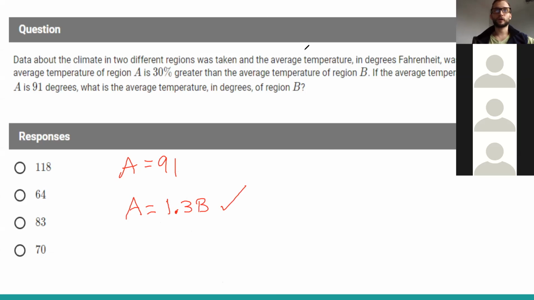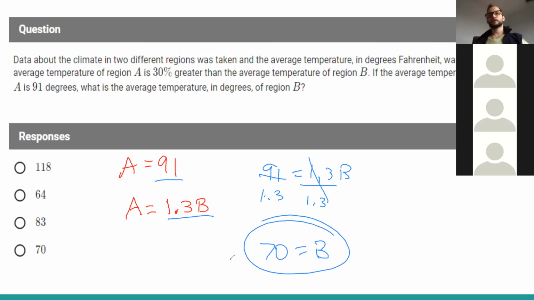Once you have those two equations, here's what we do next. We set them equal to each other: 91 equals 1.3b. Then we divide both sides by 1.3. So 91 divided by 1.3 is 70, so b equals 70. To double check, take that 70 degrees for b, then take 30% of 70, which gives you 21. So 21 plus 70 gives us 91.